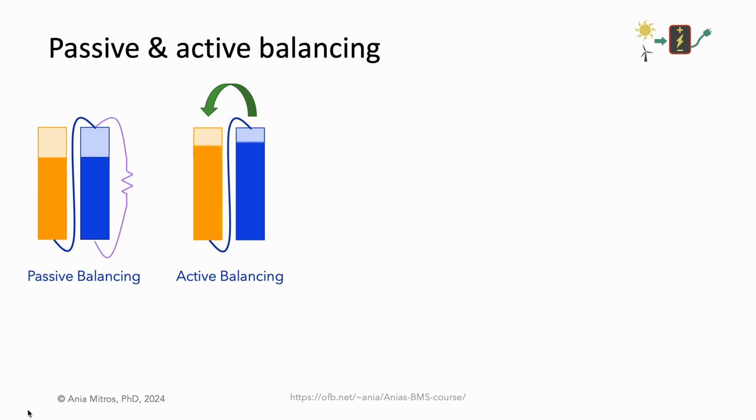This is a lossy method. Active balancing refers to using some circuit to shuttle charge between cells. The energy is not lost. It's moved from one cell or group of cells to another cell or group of cells. Sounds great, right? It turns out active balancing rarely makes sense.